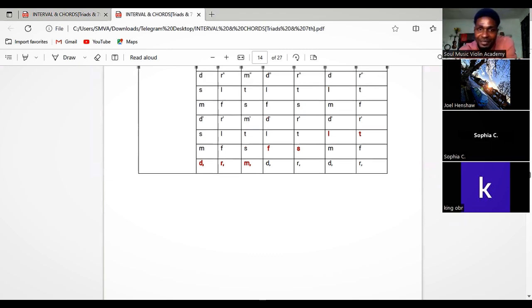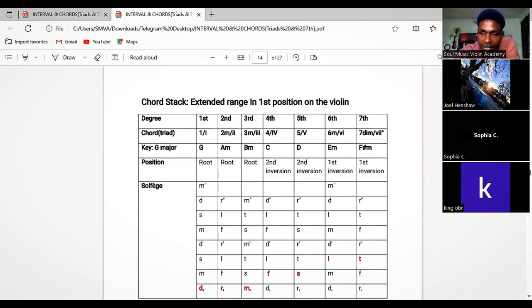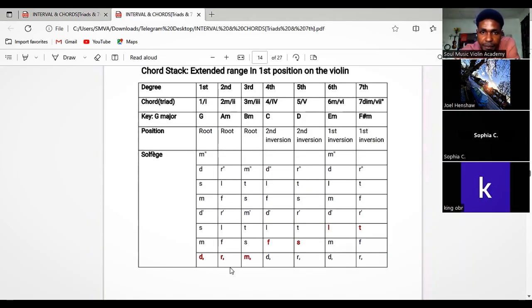All right, so that is why, in this first position, I was stacking the notes. For the fifth chord, I started from second inversion. For the sixth chord, I started from the first inversion, because you have do, mi, la. Do, mi, la is the first inversion, so I started from do, mi, la, do, mi, la, do, mi. Same thing, I started from first inversion for the seventh. So this is first position, extended range, stacking the chords.